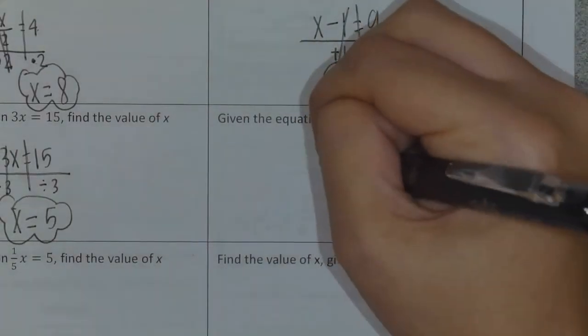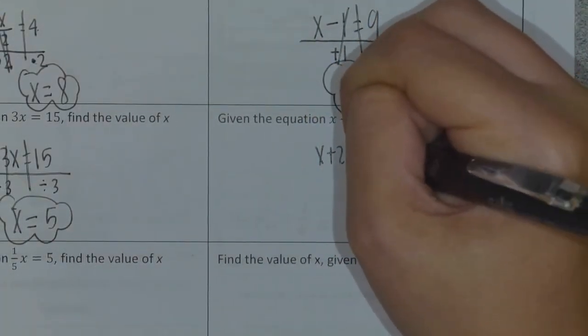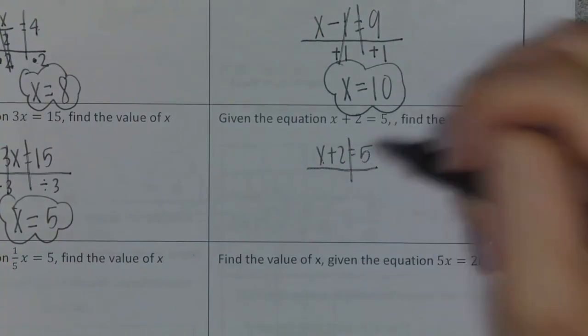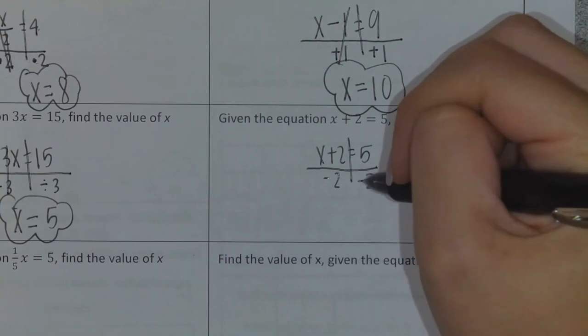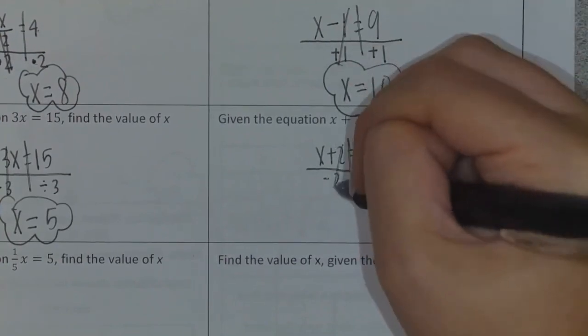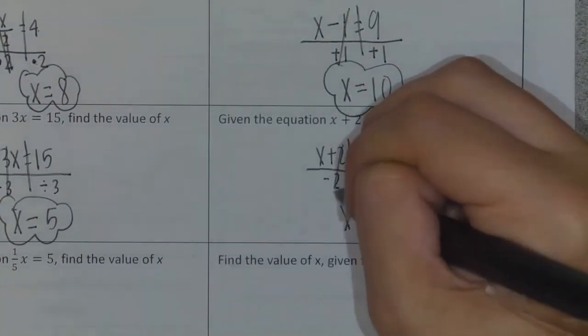Our next one is x plus 2 equals 5. Build my t-chart. What's bothering the x right now is plus 2, so the opposite would be minus 2. Do to one side what you do to the other side, and we get x equals 3.